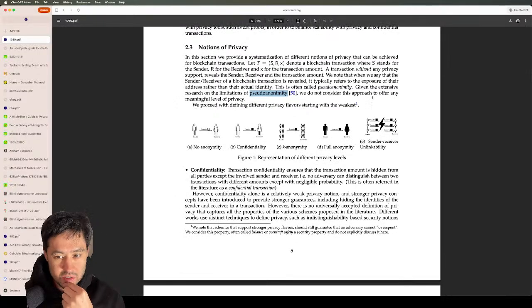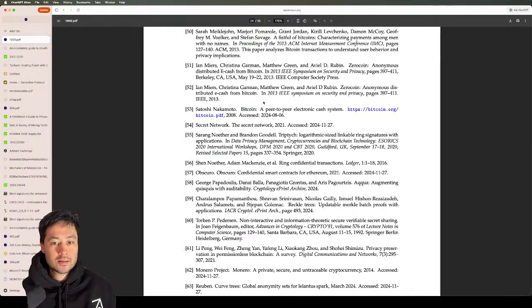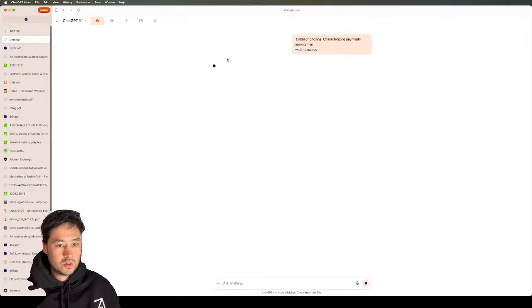We do not consider this approach to offer any meaningful level of privacy. I guess I never really read up on what really annoys people about these kinds of things. But maybe it'll be nice to read a paper at some point.